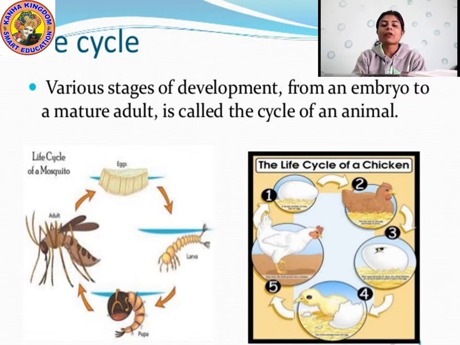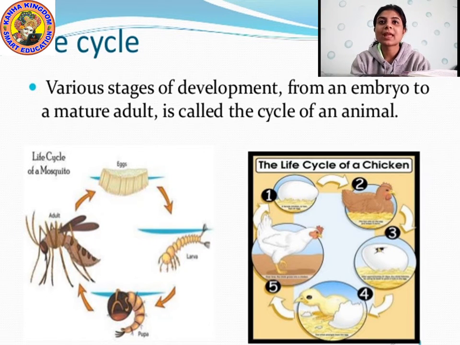From an embryo, how do we grow into a baby, and from a baby into a child, from a child to a boy or a girl, and from a boy or a girl to a matured adult. Those different stages are called the life cycle of an animal. In the picture you can see the life cycle of a mosquito and the life cycle of a chicken. In your book you have two examples: the life cycle of hen and the life cycle of frog.